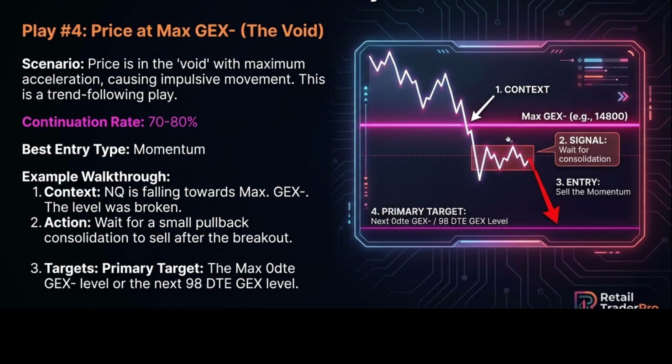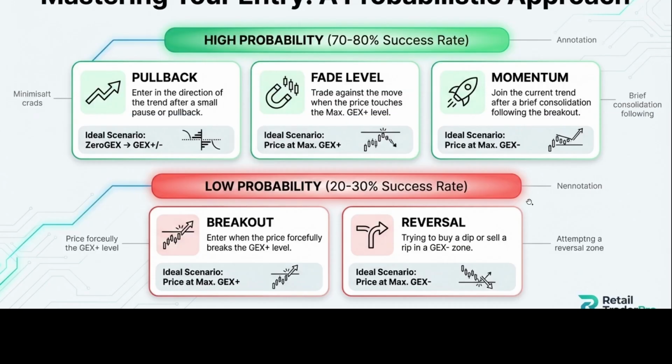before the previous higher low, or before the 0 gamma, if it is possible. What is the target? The next 0 DTE Gex negative level, or the 98 DTE Gex level. Now, how do you master your entry? This is a probabilistic approach. High probability, I state 70 to 80% success rate.